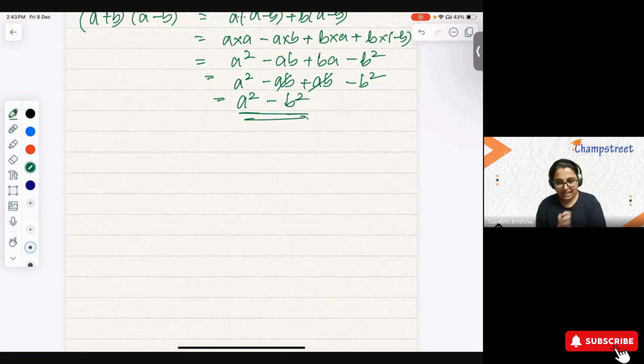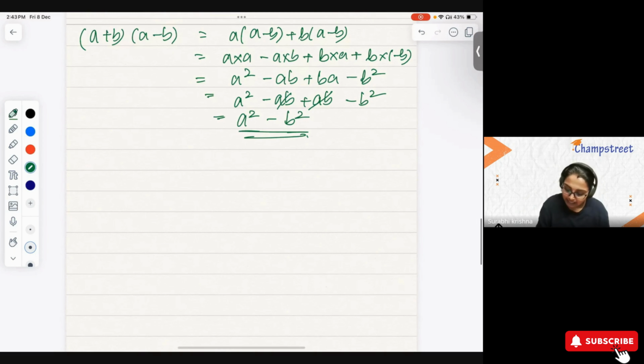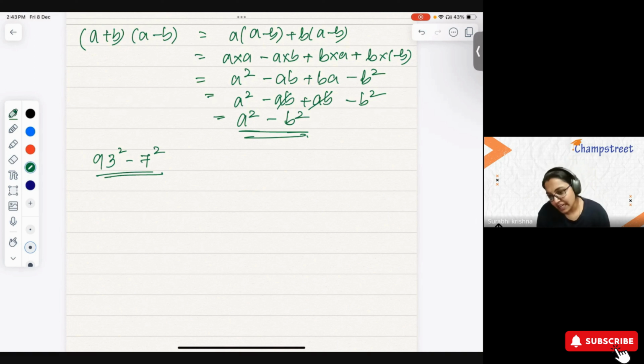By the end of this class, I want to give you a small task. Using the last identity, please find the answer for 93 square minus 7 square. If you apply the identity, it is going to be very easy.